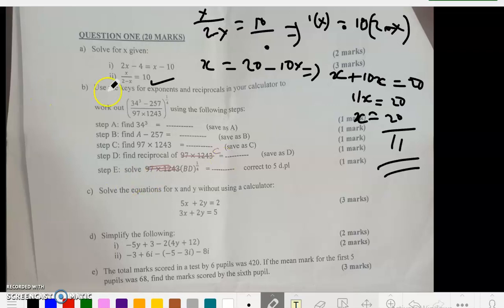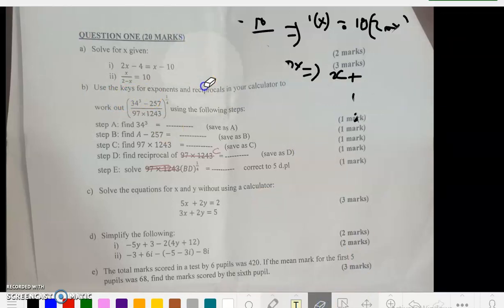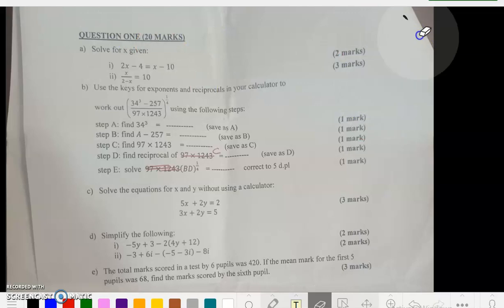Now the next question is B. In option B, you are to use the key mode in your calculator for exponent and reciprocal in order to work out these.